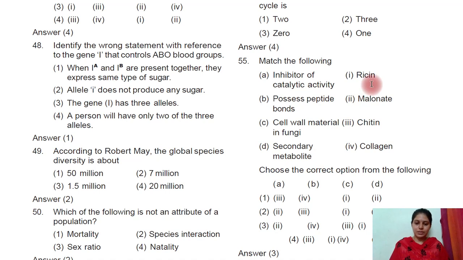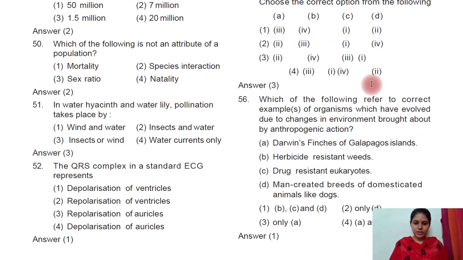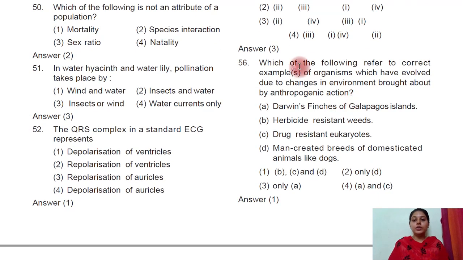And secondary metabolite is what? Ricin. Next question. Which of the following refer to correct examples of organisms which have evolved due to the changes in environment brought about by anthropogenic action? So we know anthropogenic action is like human, man-made actions. So herbicide resistance, all man-made.